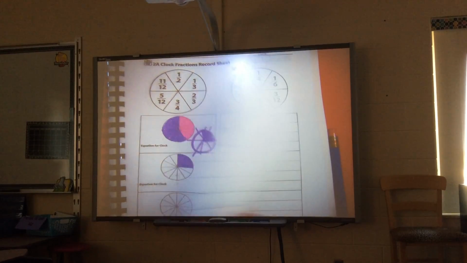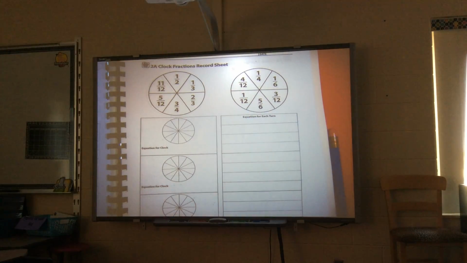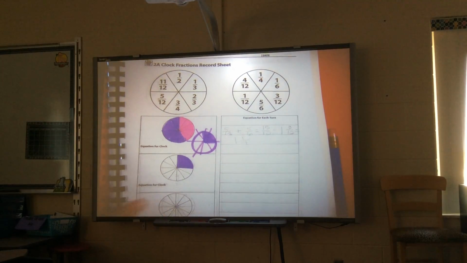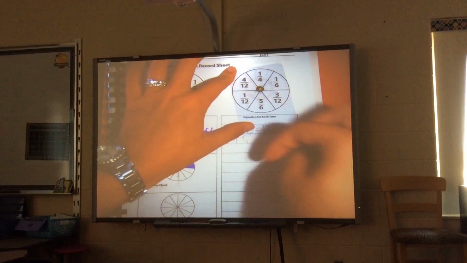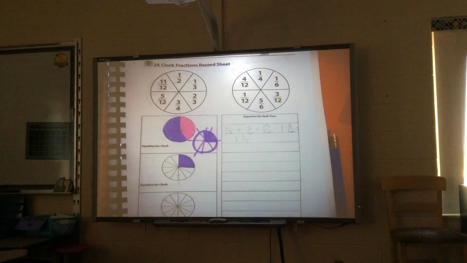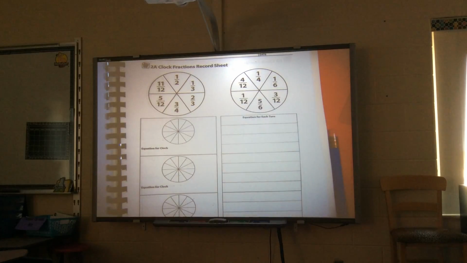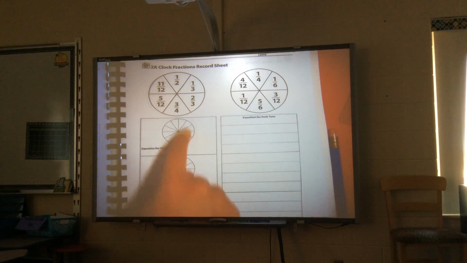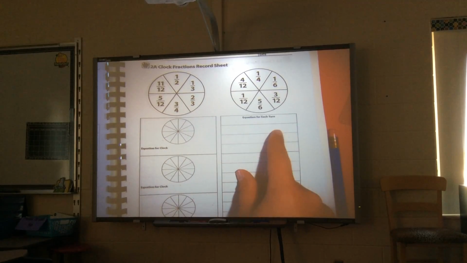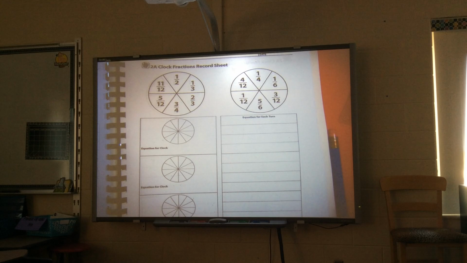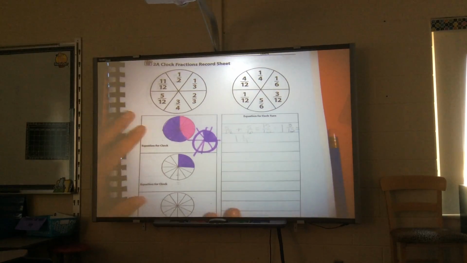Okay, so now my partner's going to use their record sheet, and play again the exact same way. My partner's going to spin 5/12 again. My partner's going to spin 3/12. They'll draw in 5/12, draw in 3/12 with 2 different colors, write it as an expression, solve it. I have 5/12 plus 3/12. I have how many? 5 plus 3. 8/12. Yep. And then it's going to go back to my turn again.